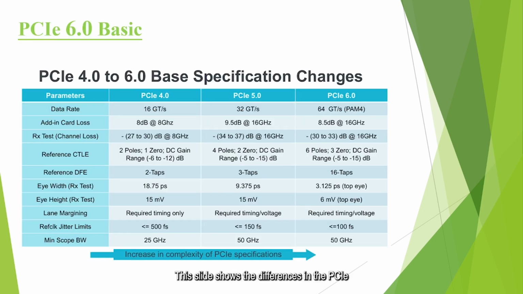This slide shows the differences in the PCIe Gen 4 to Gen 6 base specification. First, looking at the data rate, it is obvious that Gen 5 has double the data rate of Gen 4. However, the main difference between Gen 5 and Gen 6 is the signaling method. Gen 5 uses NRZ, while Gen 6 uses PAM4.